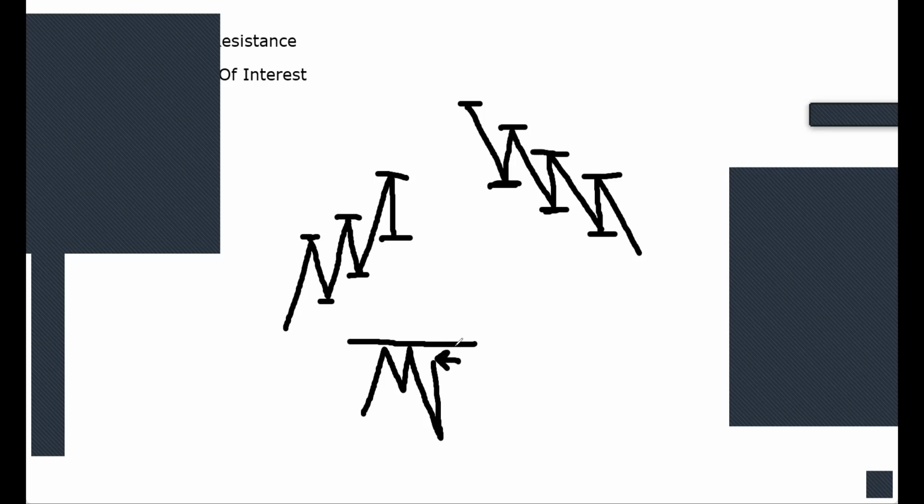It did not break the resistance, guys. This is the first thing I taught you. Support and resistance. Remember the house? Remember the ceiling? Remember the floor?